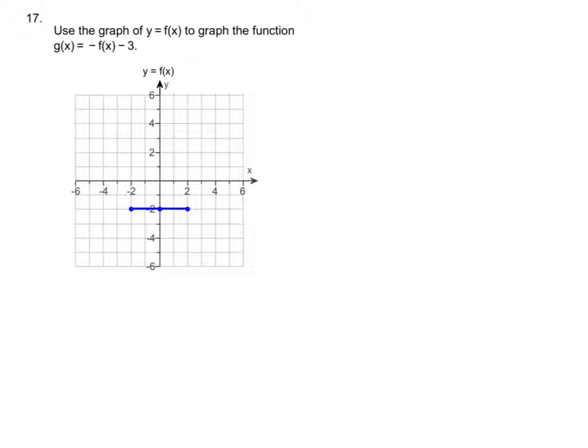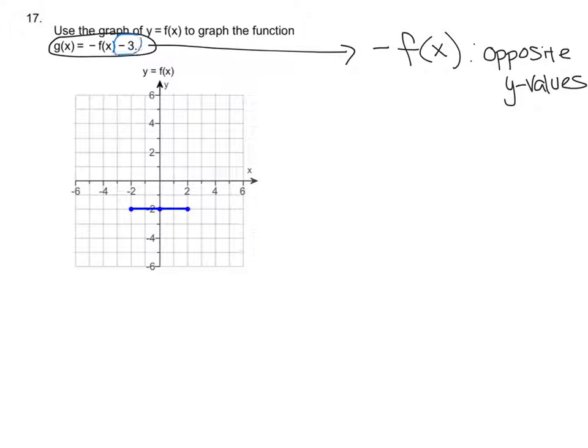If we look at g of x, we can see that two transformations are being applied. First, we have a negative sign on f of x. This tells me that the graph is going to reflect about the y-axis. This also means that the y-coordinates will be opposite of what the original function has.